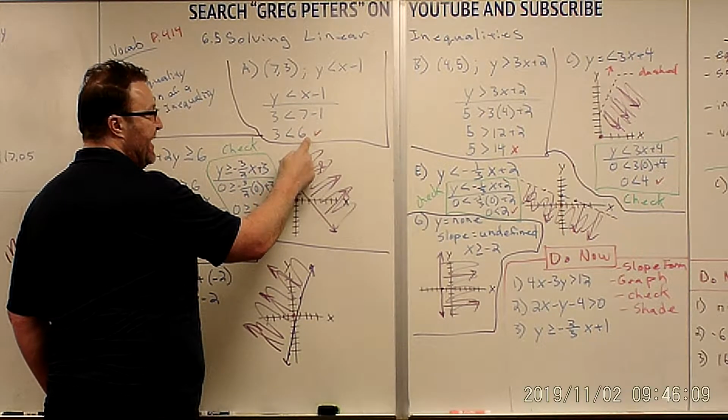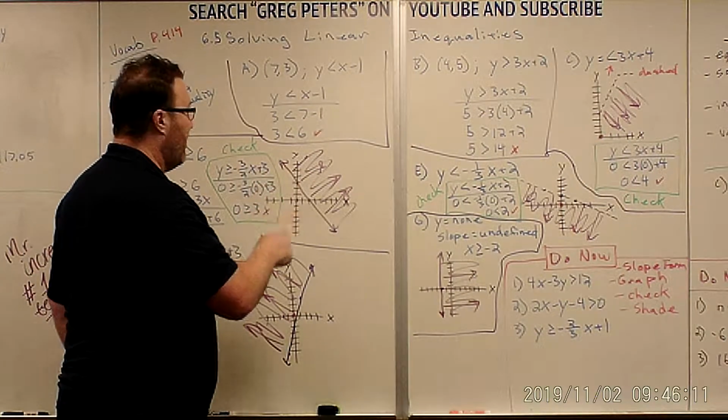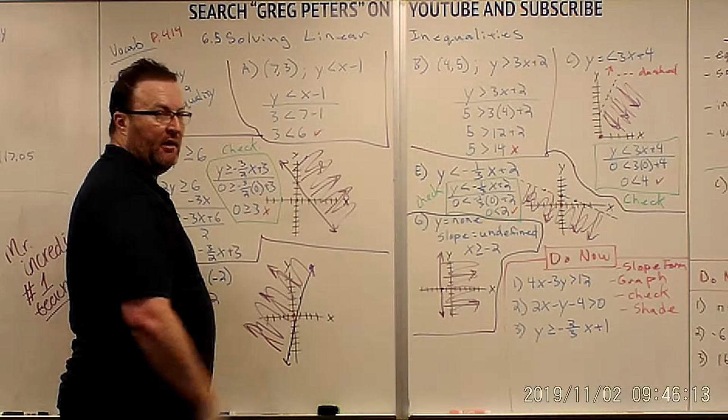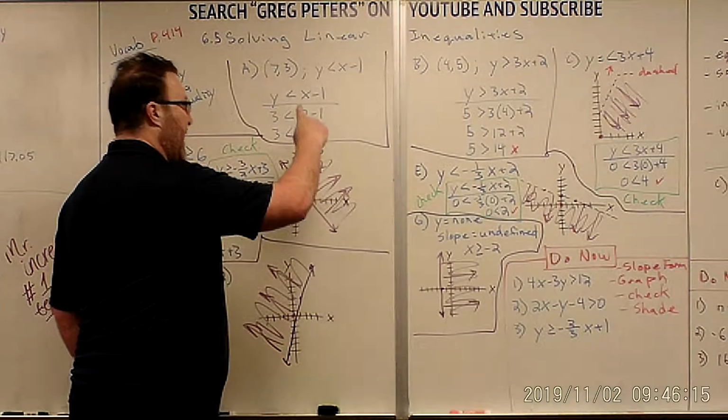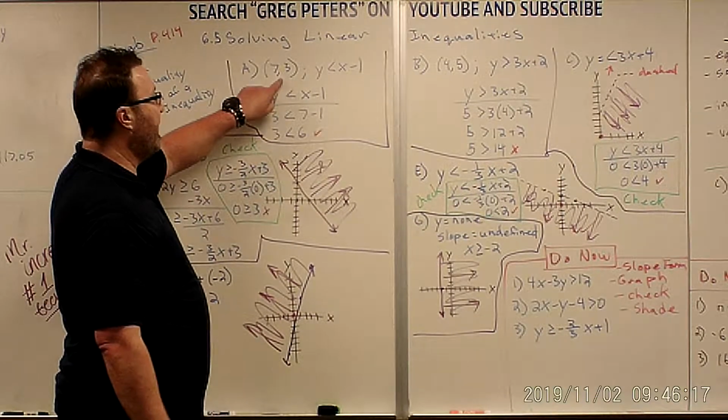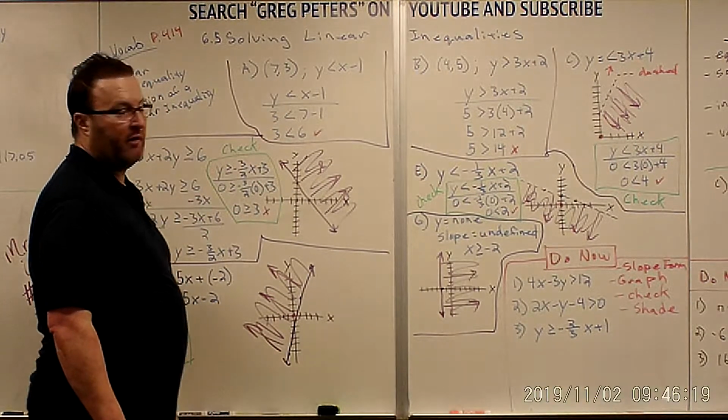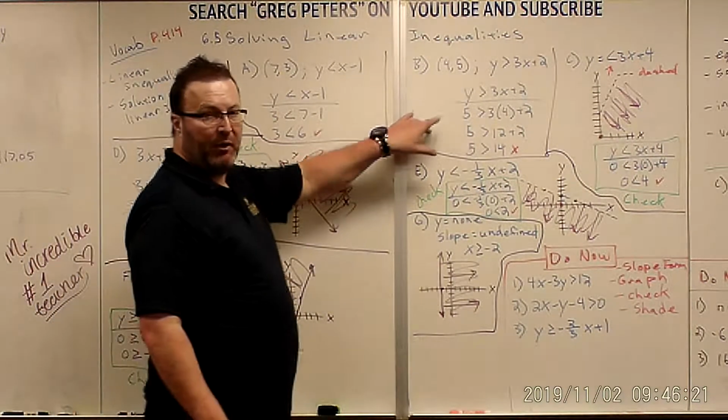7 minus 1 is 6. Then say this to yourself: 3 is less than 6. Is that a true statement? Yes. So this one's okay. 7 and 3 is a solution of this one. Okay? Second example, exactly the same.